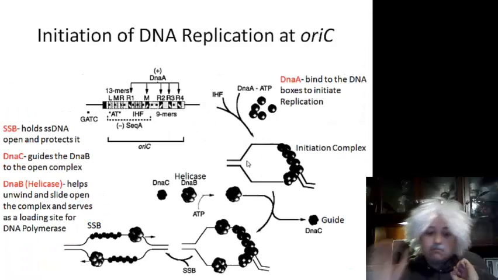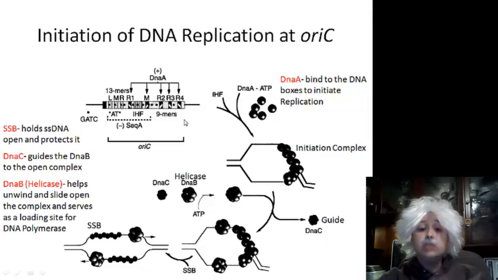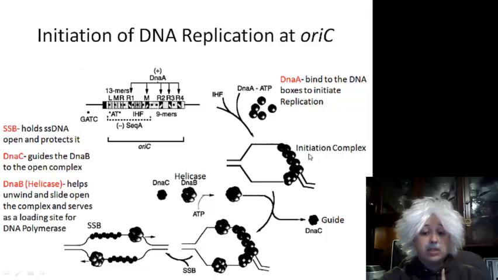Moving on. Initiation of DNA replication at OriC. OriC has a specific look to it. It has multiple different pieces. It's got some AT sections, and some sections that have a specific sequence in them. And you know who finds it? DnaA. DnaA will find these sequences of OriC, bind to them, and open up the strands to make an initiation complex. So, DnaA starts the initiation process.